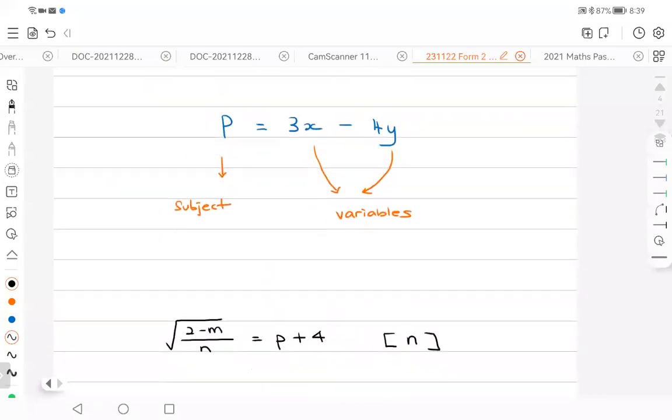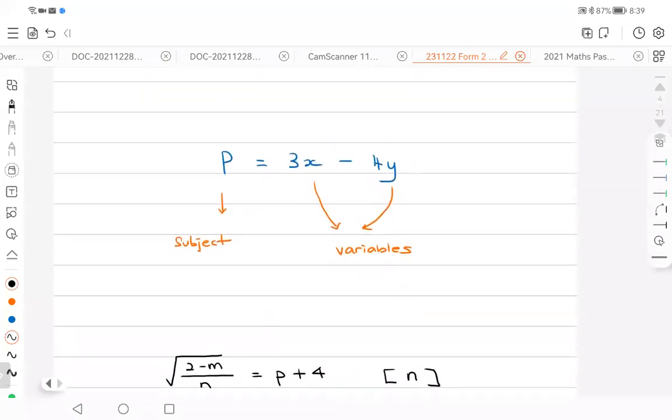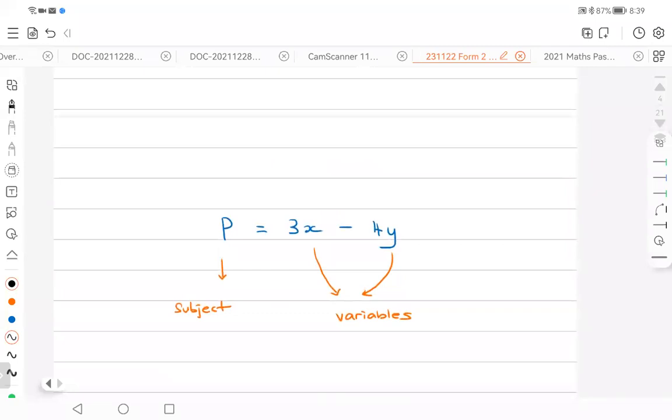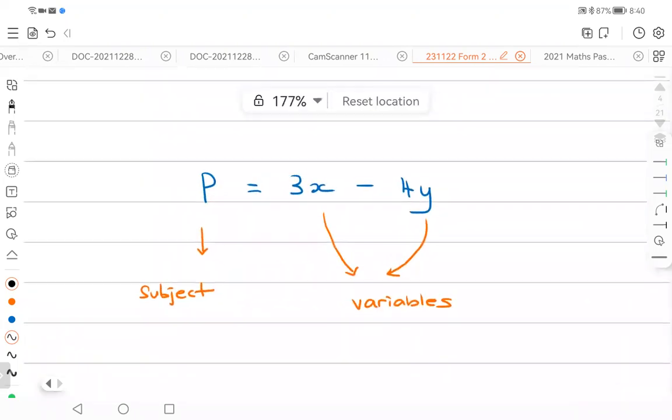So move on to chapter 3 when we talk about algebraic formula. Algebraic formula is actually formed by a subject and variables. As you can see there, P equal to 3x minus 4y. So P alone on the left side, okay, the coefficient means the number in front of P. The number in front of P is 1. Okay, so P is a subject because it's only one alphabet. Now, equal to 3x minus 4y. So x and y is known as variables. Okay, you can find the value of x and y.